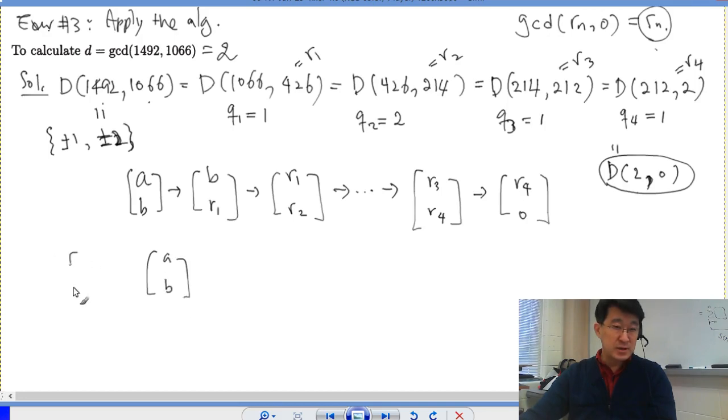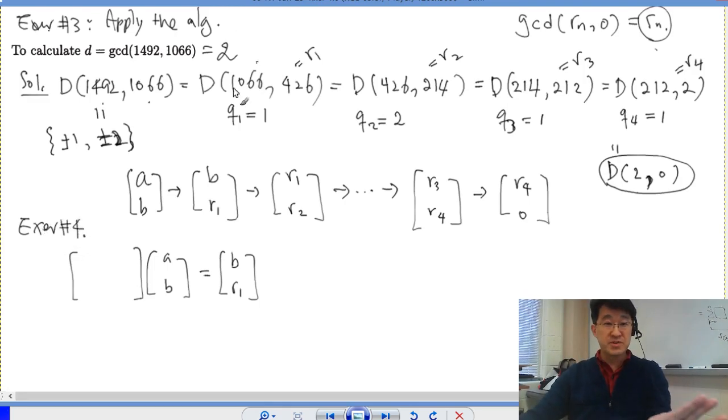So here is your exercise number 4. A and B, the actual numbers going in there, give you B and R1. Find it. The numbers are all up there, right? How do you go from the first set to the second set, which are identical sets? I think the first row is easy. How do you pick B, right?